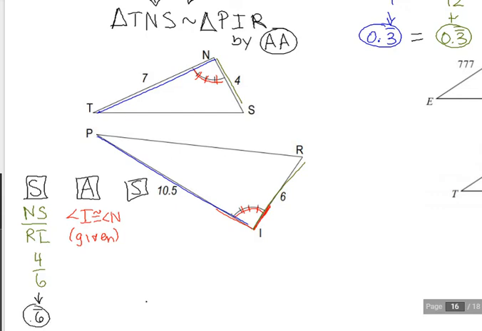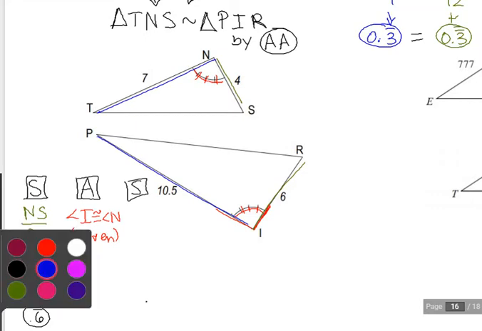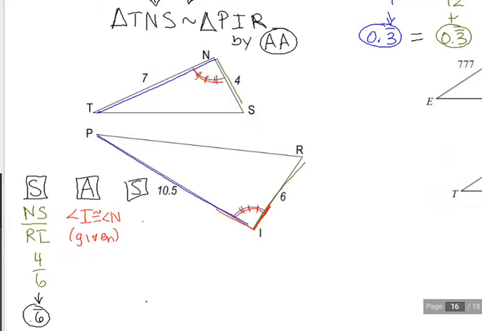Let's see if the blue one matches, because the only chance that these are going to be similar is that we have to have the same ratio for the other set of sides. And so we'll have to go small triangle TN over large triangle PI with values that's 7 over 10.5. And I can't do that one in my head. Let me grab my calculator. I'm sure it's here somewhere. Here it is. So 7 divided by 10.5 is going to be also, look at that, 0.6 repeating. Okay, so I have two side lengths that are proportional because they clearly have the same ratio, 0.6 repeating.